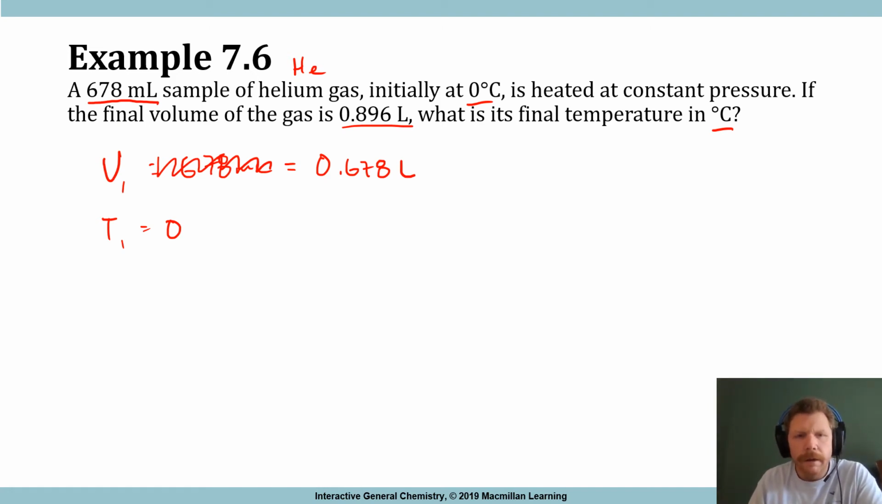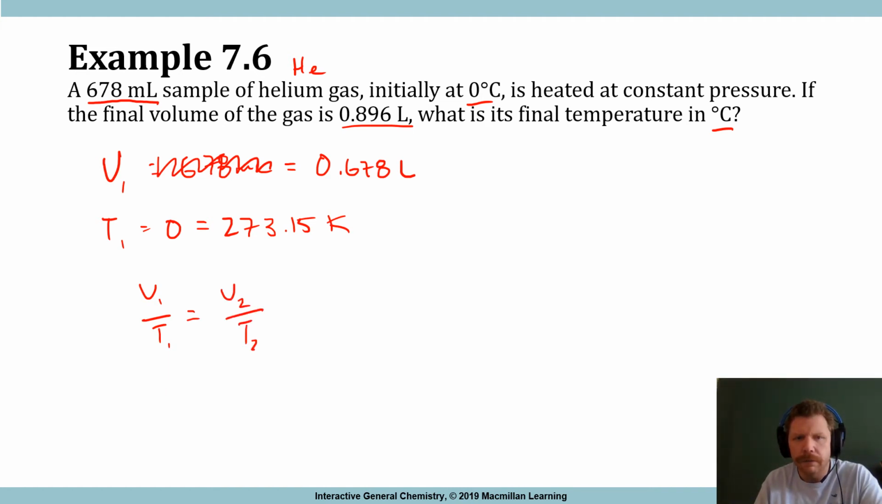Okay, you know what though? I just realized that I have 0, and when you have a factor of 0 and you're doing multiplication, that makes the entire term 0. So I'm going to convert this to 273.15 K. Okay, so I'm going to set this up as V1 over T1 equals V2 over T2.